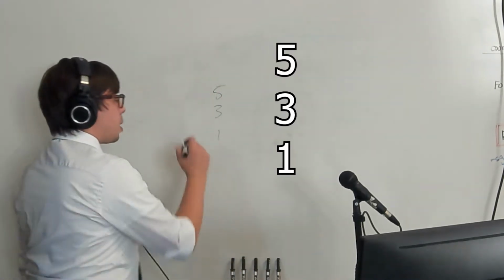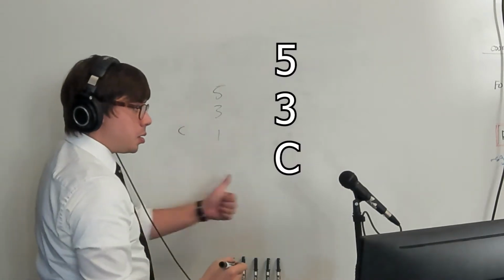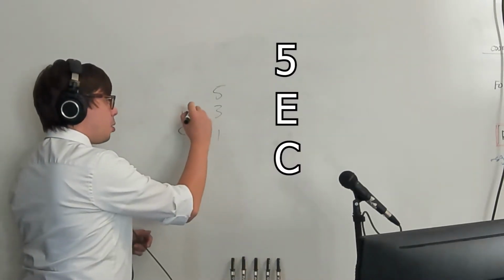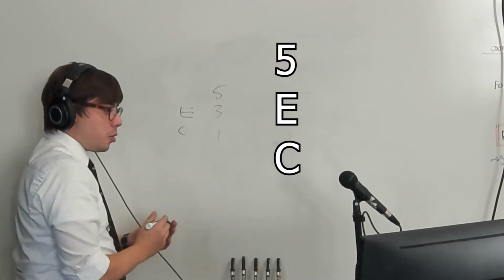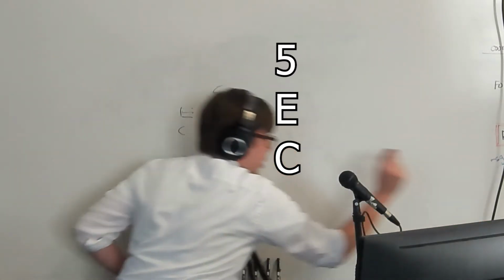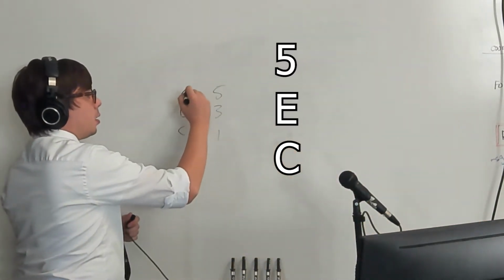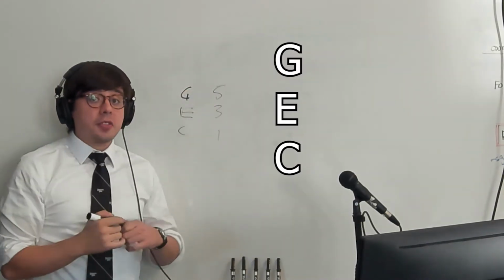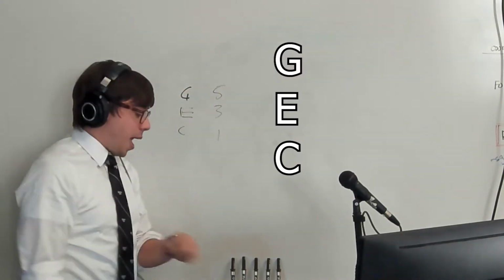If we do, for example, C, we go C, D, E, E being the third, and then G being the fifth. Okay, and that can apply to anything. Now you have to remember your key signatures in order to accurately spell a chord.